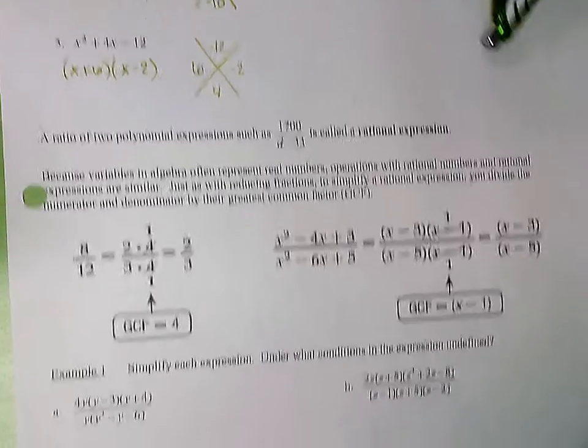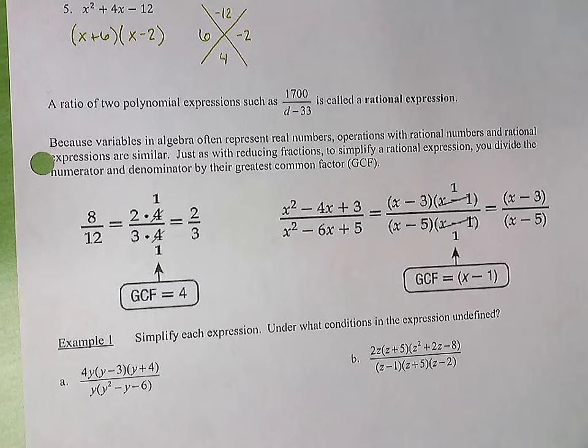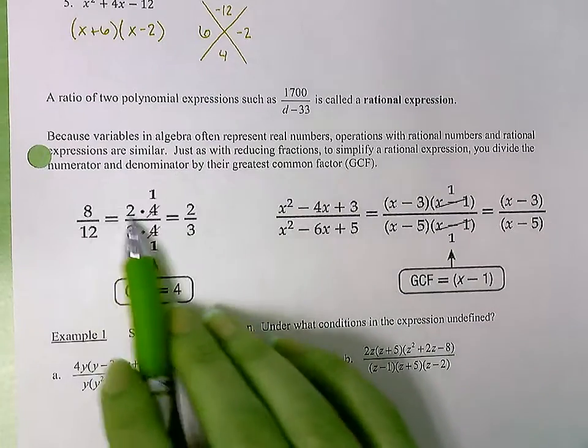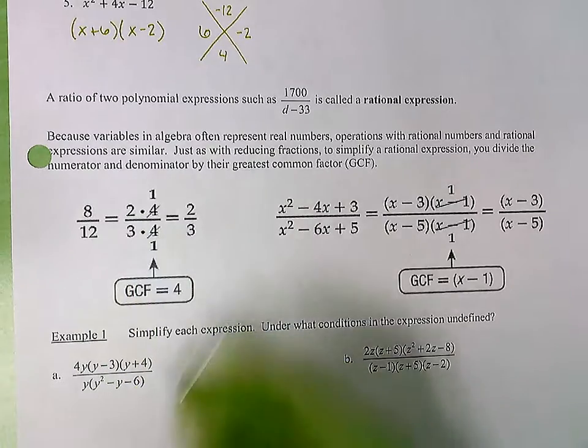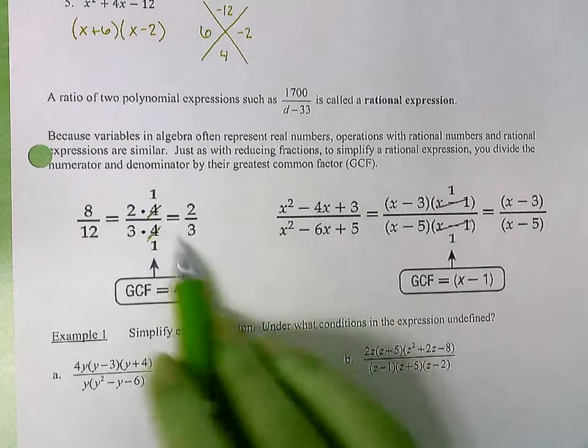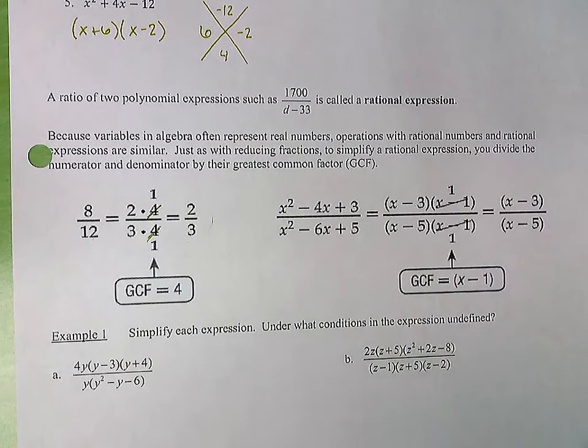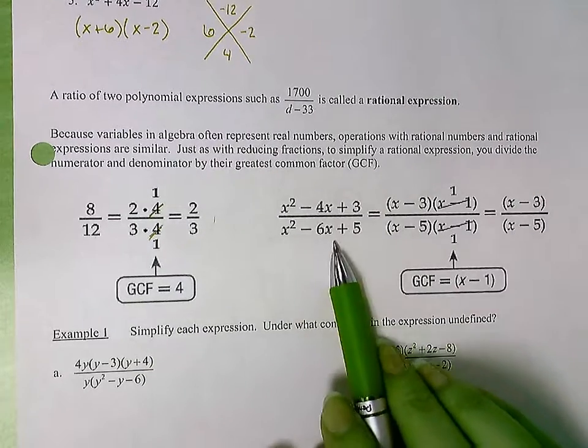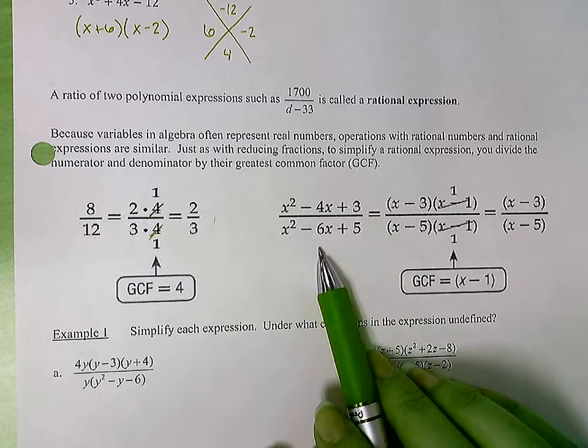So the example on the left is if you had your normal fraction 8 over 12 and you wanted to reduce it. You could divide both by 4 and reduce it to 2/3. So 8 is 2 times 4, 12 is 3 times 4. Your 4's cancel out, and you're left with 2/3. You can do the same thing with your variables.